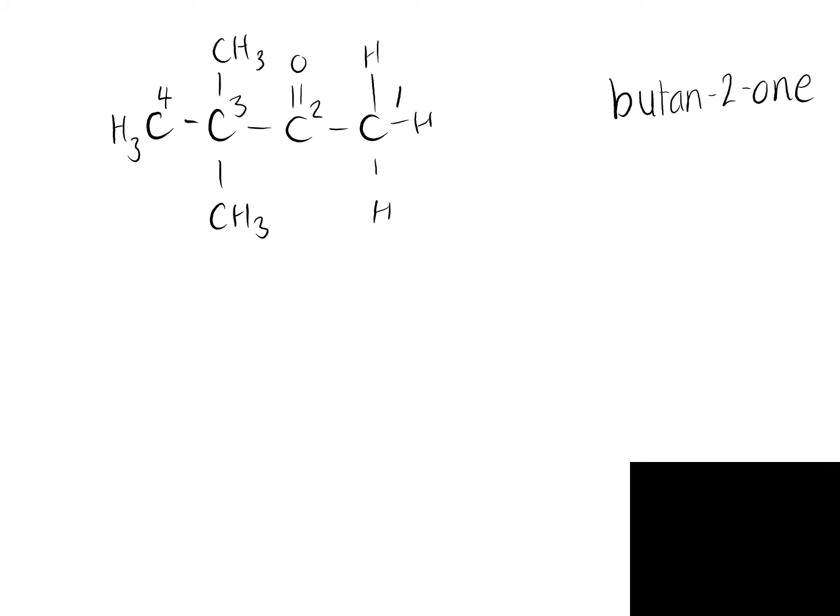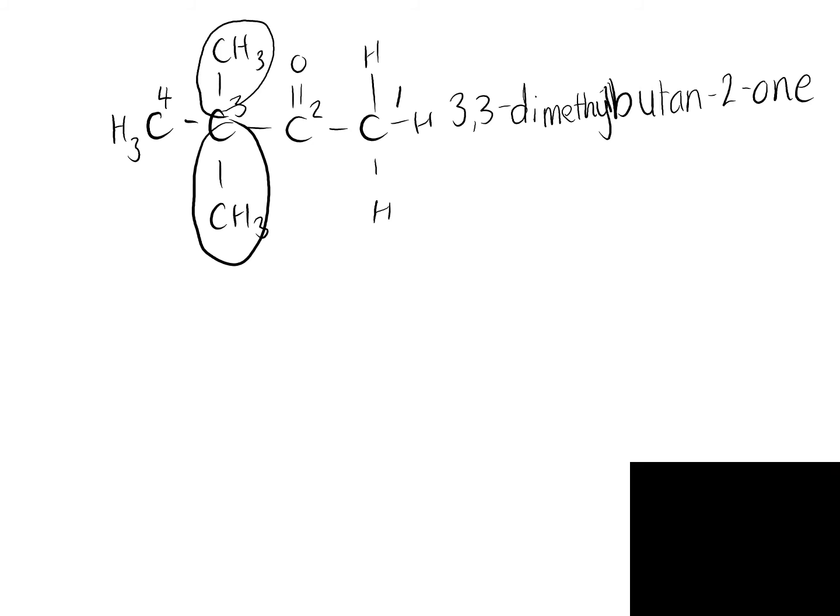And then we have got 2 branches, both on carbon 3. So it's going to be 3, 3, 2 branches, we need a prefix, di. How many carbon atoms do we have in each one? Methyl, 3,3-dimethylbutan-2-one.